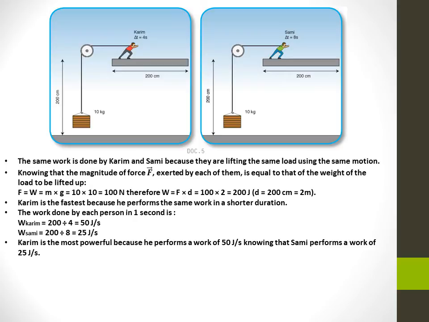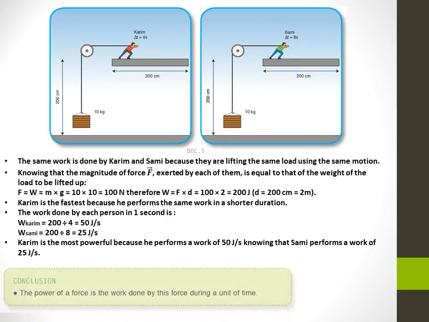Karim is the fastest because he performs the same work in a shorter duration. The work done by each person in 1 second is 200 divided by 4 equals 50 joules per second for Karim, and 200 divided by 8 equals 25 joules per second for Sami. Karim is the most powerful because he performs a work of 50 joules per second, knowing that Sami performs a work of 25 joules per second.